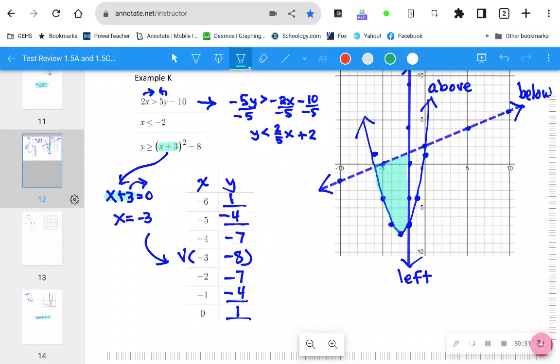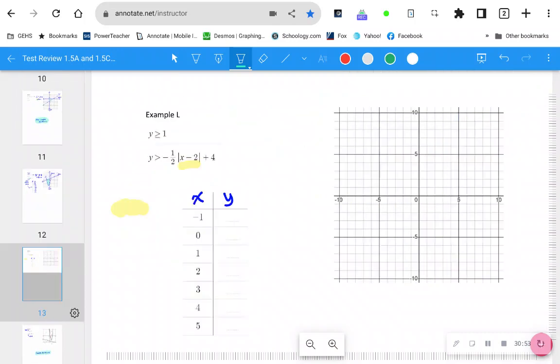Okay, I got like two more here. Okay, here's one with an absolute value, but first let's get the top one out of the way. Horizontal line at 1, solid and shaded above. So horizontal line up at 1.